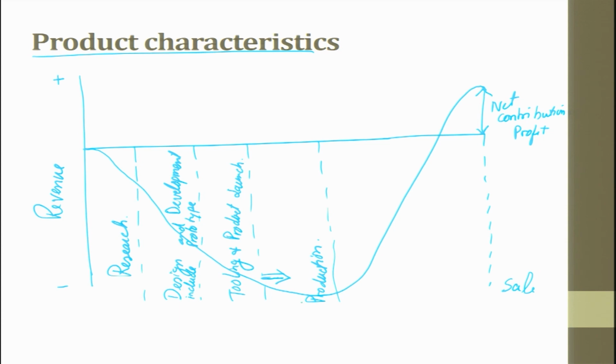Okay. So, once the production has started, then the sales start coming. So, during the sales, from the deep negative side of the revenue, it starts moving towards positive, and the moment you cross the basic investment, there comes your profit. So, this graph you should remember.